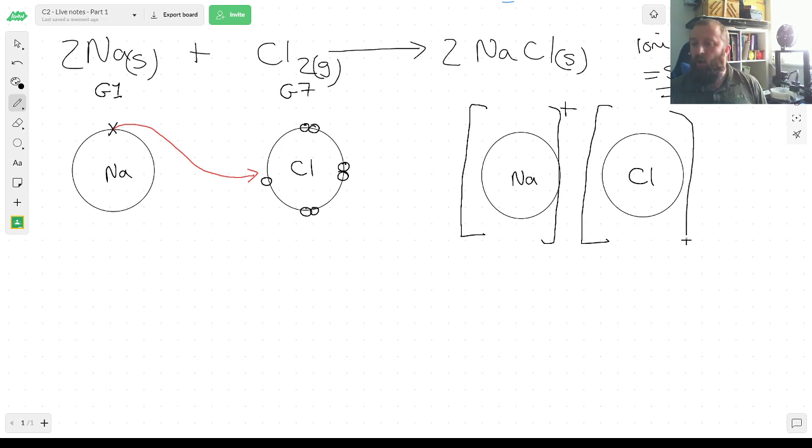But if I have a look at the chloride ion, it's an ion, so it's in square brackets, and it's a negative charge. There is the 7 electrons for chlorine that we started with, and there's the one from the sodium. So that is now the chloride ion. And the final molecule name is sodium chloride.